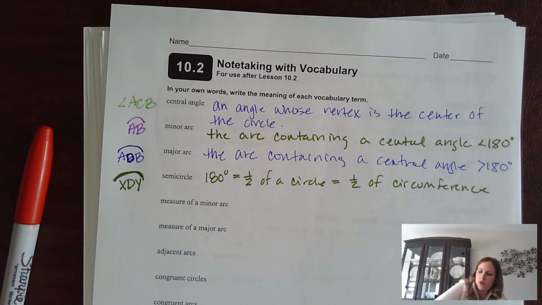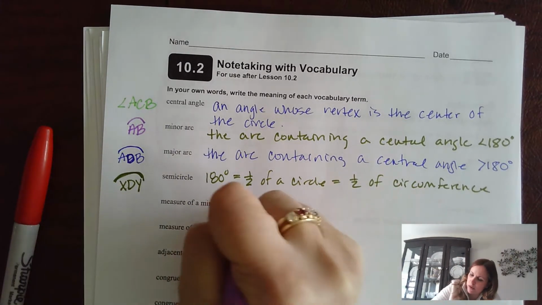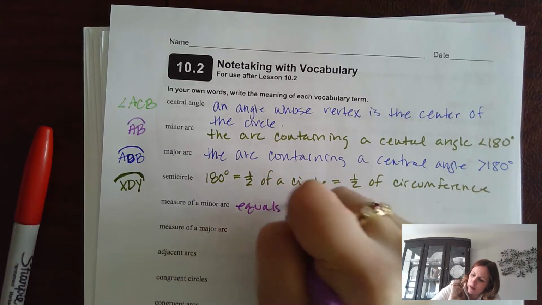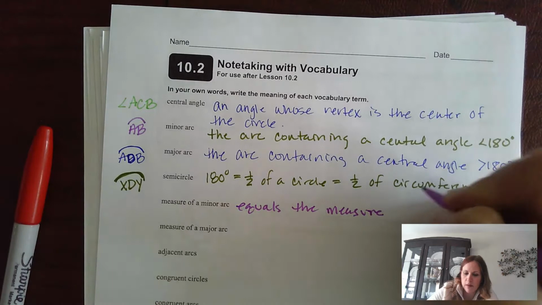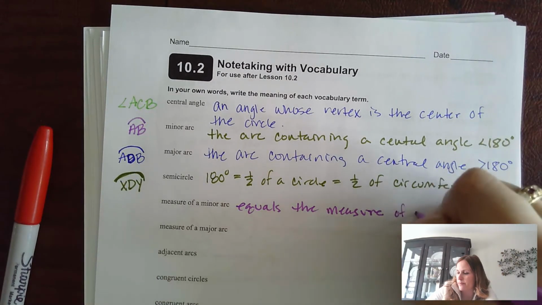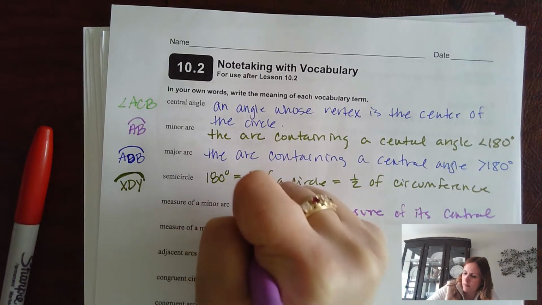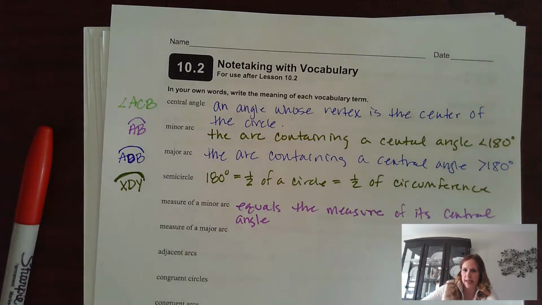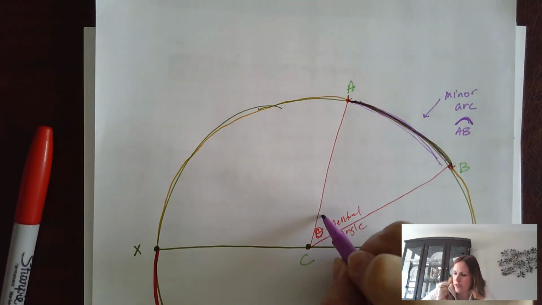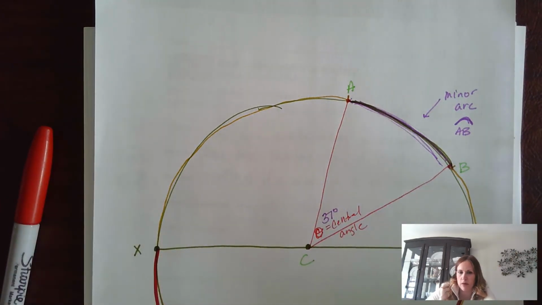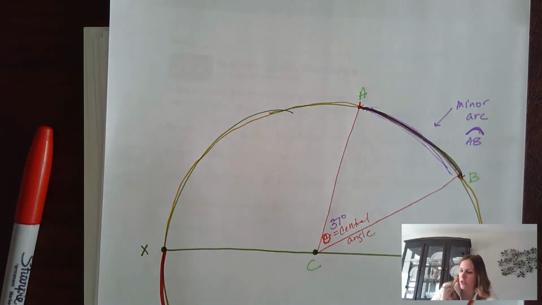All right, so the measure of the minor arc is just the measure of its central angle. So it equals the measure of its central angle. So for example, let me go back to my drawing here. Let's say this measurement was 37 degrees, okay? Then arc AB is also 37 degrees.